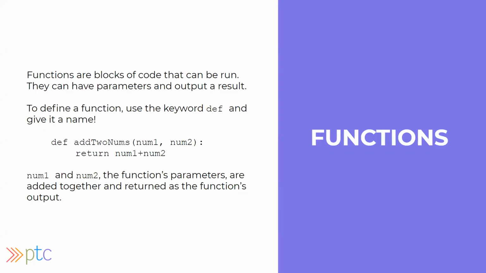To create a function in Python, we use the keyword def, for define, and give it a name that describes what it does. To have parameters, we add brackets. And just like the conditional statements, we end that line with a colon and indent the next line, which is the code that will run when we call the function.